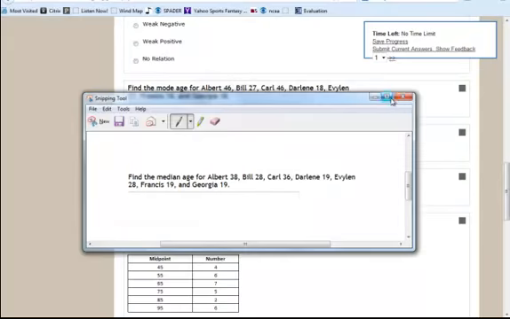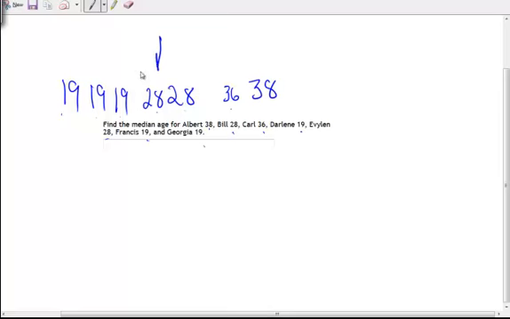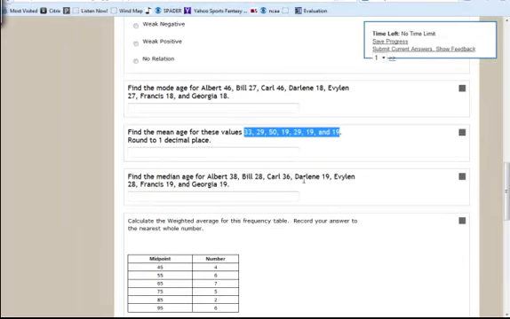The only way you can get the median is to arrange them in order. 38, 28, 36, 19, 28, 19, and 19. Count them: 1, 2, 3, 4, 5, 6, 7. The fourth one in will be the median.